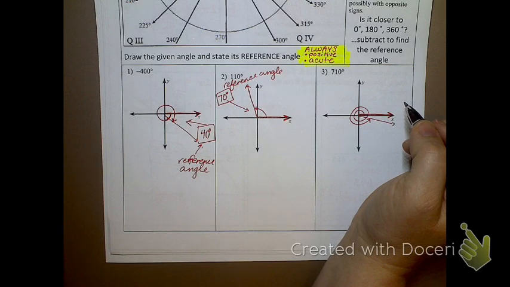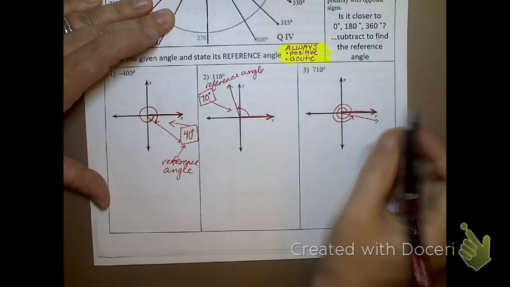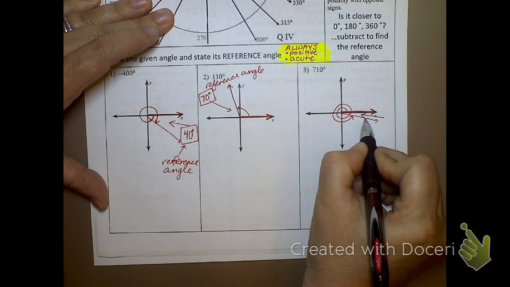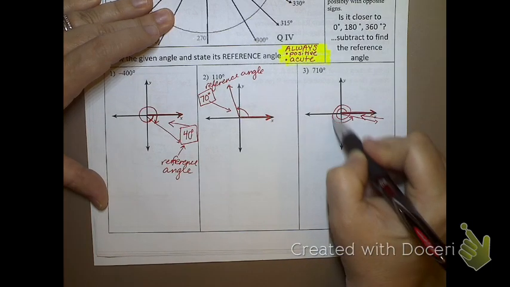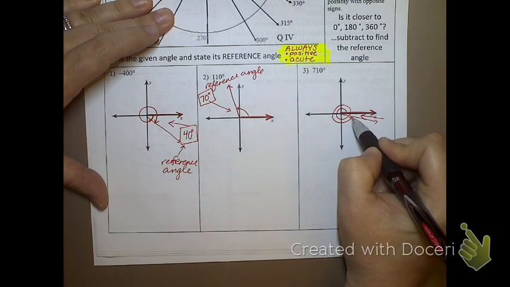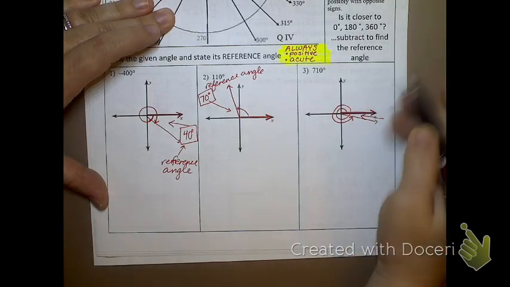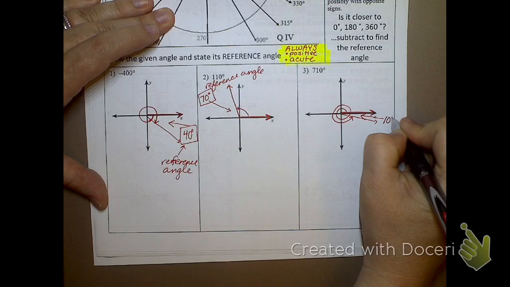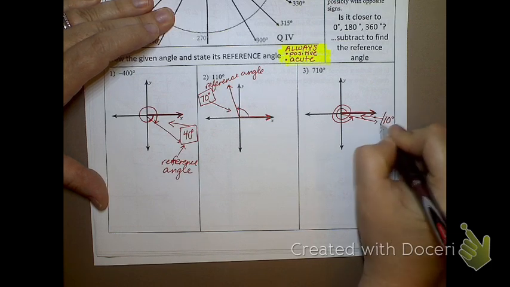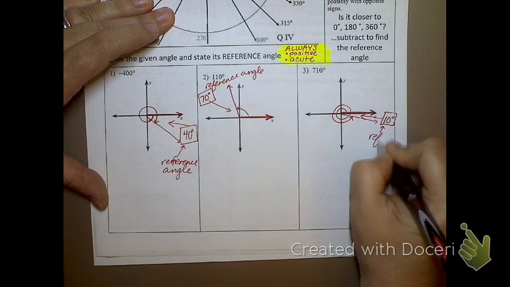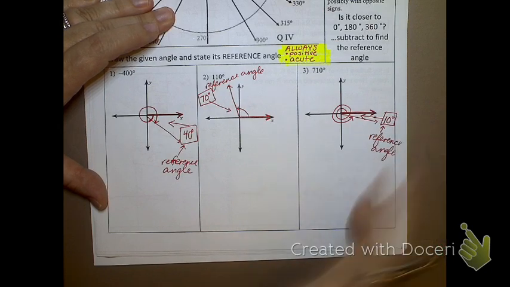Where's my reference angle? It's this teeny tiny guy in here, isn't it? This was 710 degrees. What would it be to get to the full revolution? 720. So what is that reference angle? 10 degrees. Does that make sense?